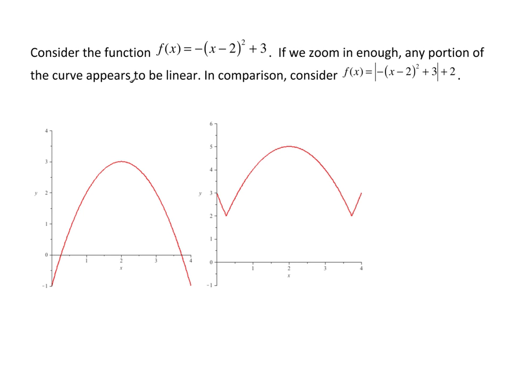First of all, consider the function negative of x minus 2 quantity squared plus 3, which is this guy right here. If I zoom in enough, I'm going to pick a spot like where x equals 1. Pick a spot right here. If I zoom into this graph right there enough, it's going to look like a straight line.